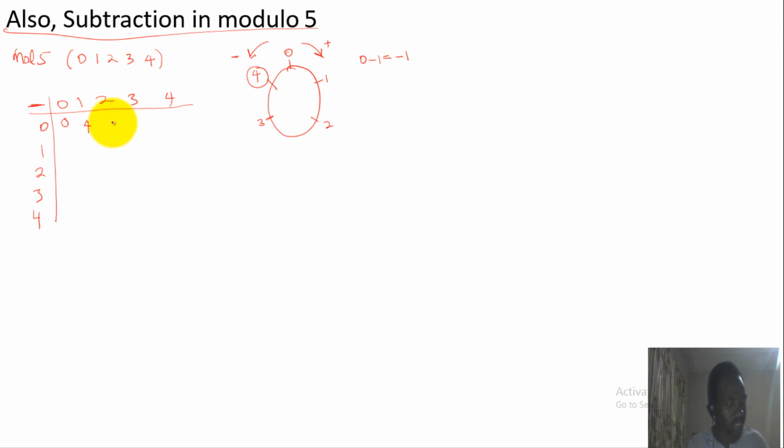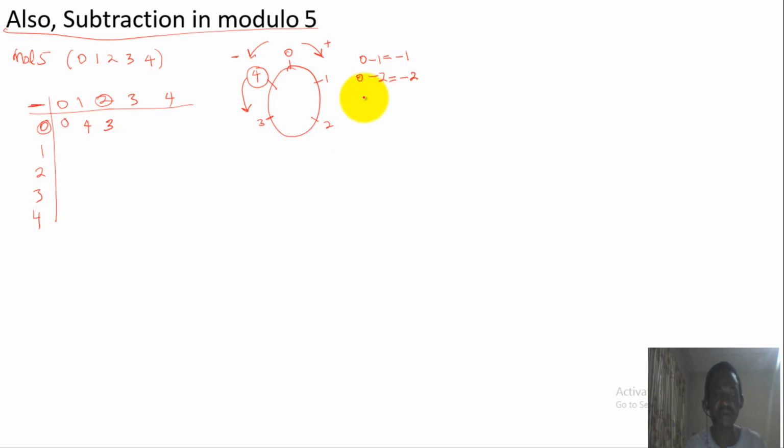4. Therefore, the first one I'm going to have is going to be 4, because of the direction at which it's moving. Then move to the next one, 0 minus 2. That will give me what? Minus 2. It's moving 2 times. From here to here is 1 time, from here to here is another 1 time, making 2 times. So it's moving in an anti-clockwise direction 2 times, and that will give me 3. I'm going to have 3 here.